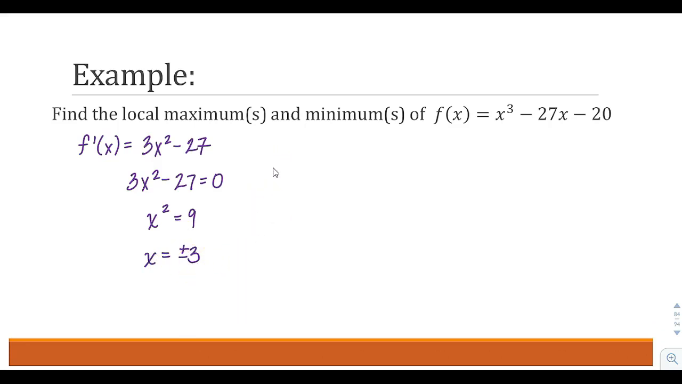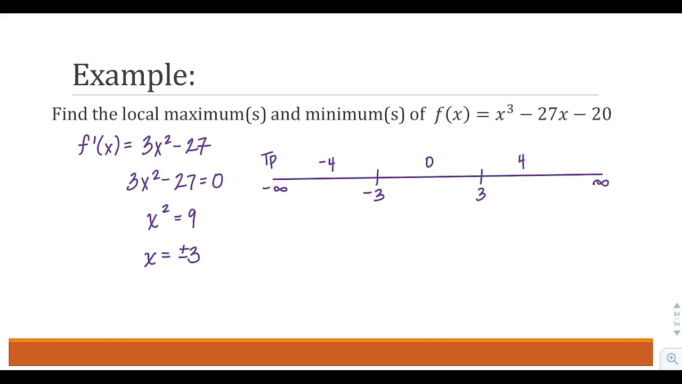So now we're going to take the domain of f of x, which is all real numbers, and split it up into intervals at the critical values. So I have negative infinity to positive infinity, and I have negative 3 and 3, my critical values. And then we go ahead and pick a test point in each interval. So I'm going to choose negative 4, 0, and 4.